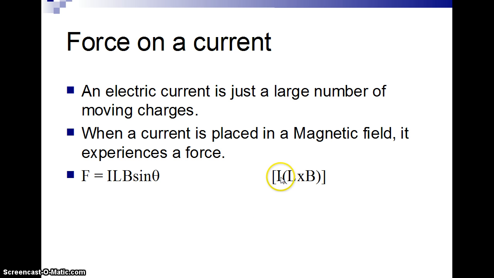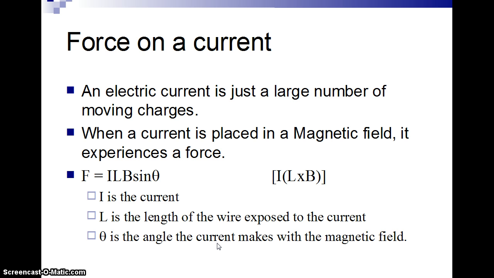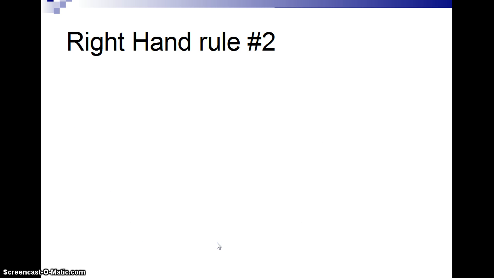And that force is going to be the current times the length of the wire, the vector pointing along the direction of the current, cross product with the magnetic field. So the force is I times L times B times sine theta, where I is the current, L is the length of the wire, and theta is the angle between them.